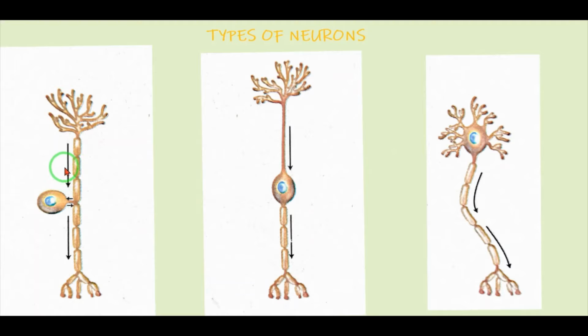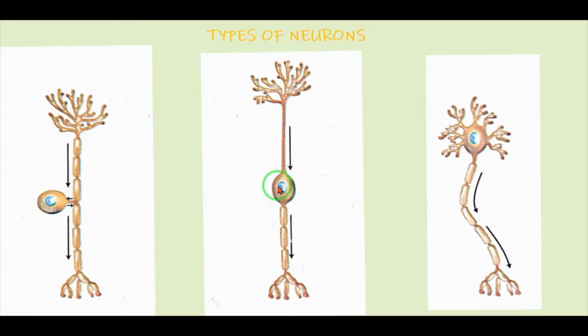First one is the unipolar neuron. Uni means only one, single. Only one nerve process arises from the cyton, which acts as both axon and dendron. So this is a cyton. From the cyton, one nerve process arises, and it acts as both axon and dendron. That is known as a unipolar neuron.